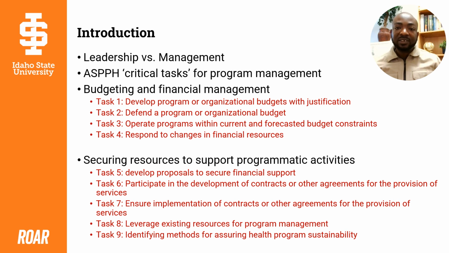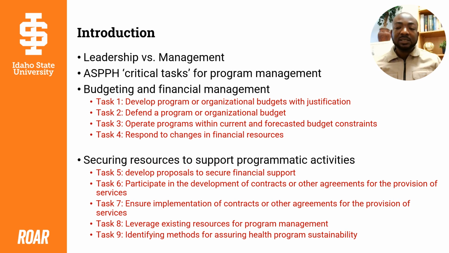Under budgeting and financial management, there is task one, which is to develop program or organizational budgets with justification. Task 2, defend a program or organizational budget. Task 3, operate programs within current and forecasted budget constraints. And task 4, respond to changes in financial resources.